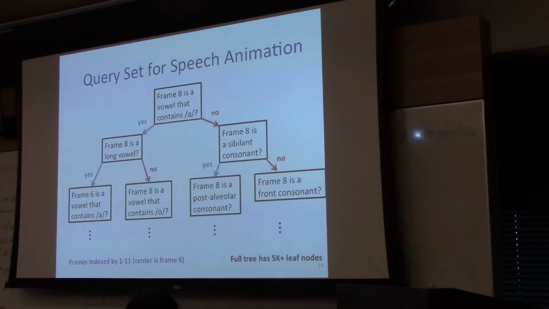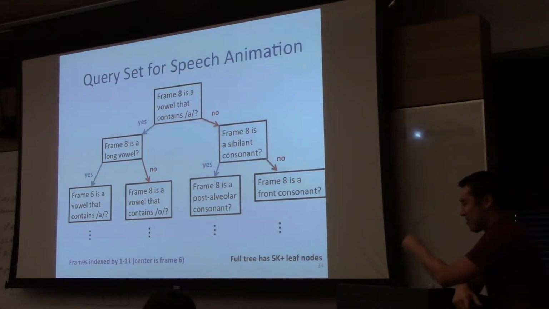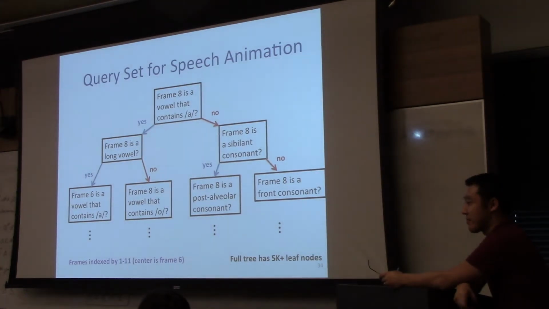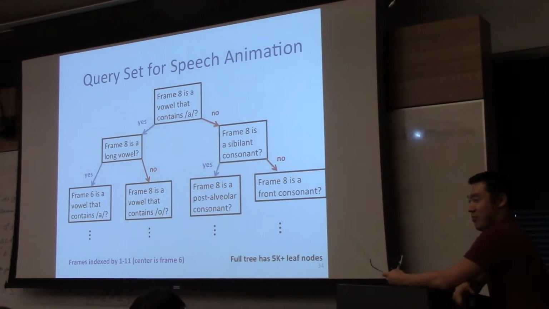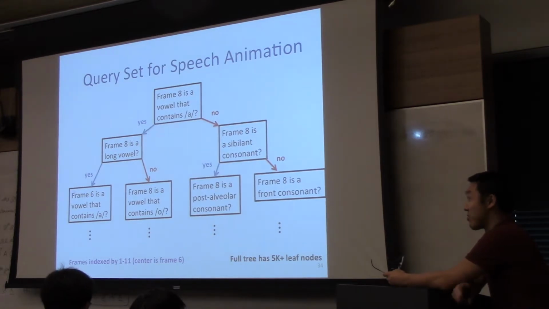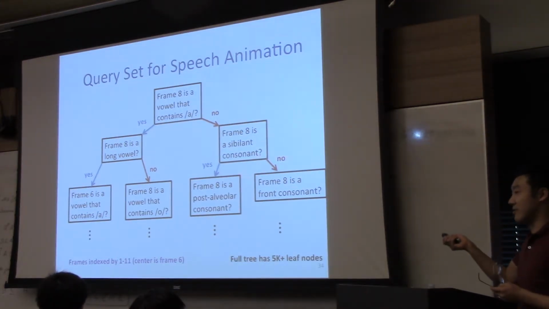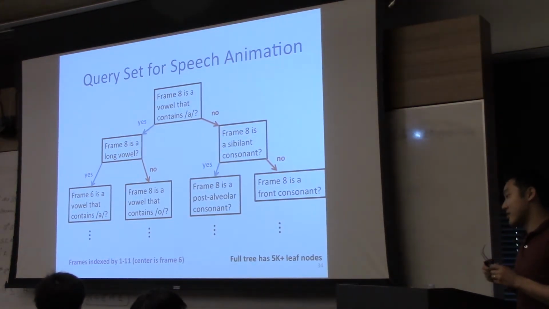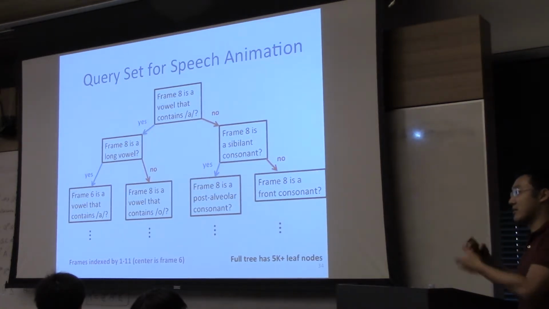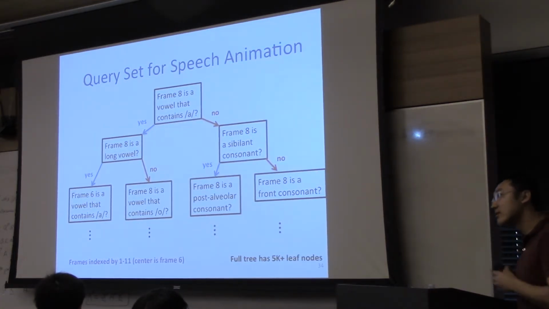So all the queries were manually constructed. We constructed a set of about 3,000 queries. It's a bunch of rules, and then we wrote a bunch of for loops enumerating that rule over multiple different frame locations. And then the decision tree, given the training set, automatically decided which rules to use to construct the tree.